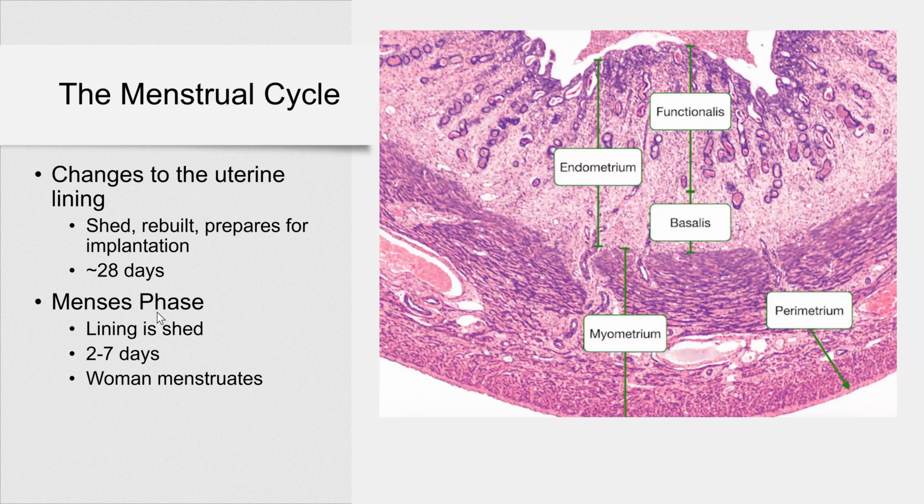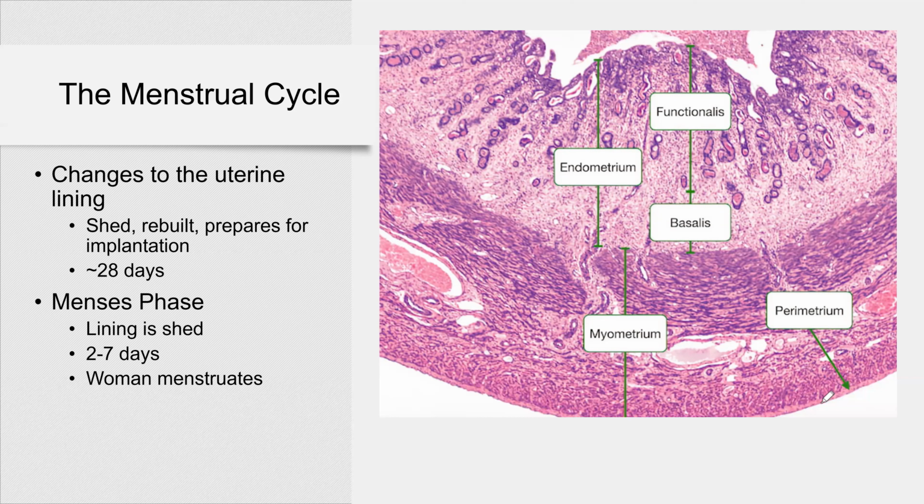In the menses phase, when we have this menstruation, the lining is shed, but not all the lining, only functionalis. Basalis is not shed, it stays attached. So here's our basalis, right? And here on the top, we have functionalis. So functionalis is shed, and the menses phase lasts about 5 days, so between 2 and 7 days, and that's what we call women menstruating. So this is actually a pretty nice histology picture.